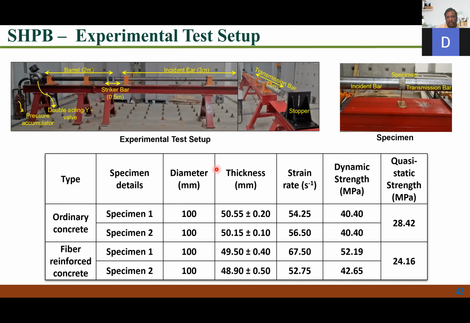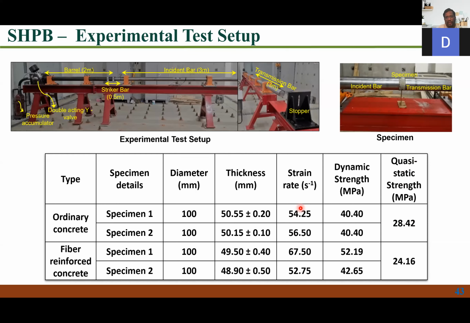And these are all some of the specimens that we have tested: ordinary concrete and fiber reinforced concrete. We tested specimens with a diameter of 100 mm and a thickness of about 50 mm, at different strain rates. One of the specimens you can see, 54, 56. Actually, the static strength is only 28.4.